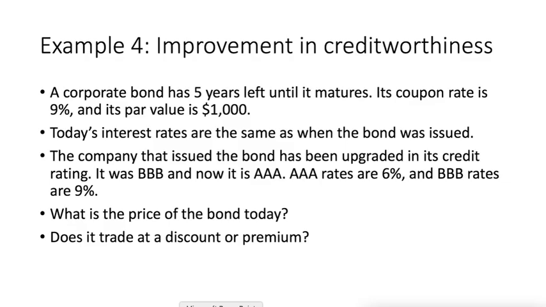So what was the impact of the credit improvement or the upgrade in their credit rating? Well, the price of the bond rose, and that's because the required rate of return fell. So anybody who was holding the bond before when it was BBB, and since it was upgraded to AAA, experienced an improvement in the value of their portfolio.